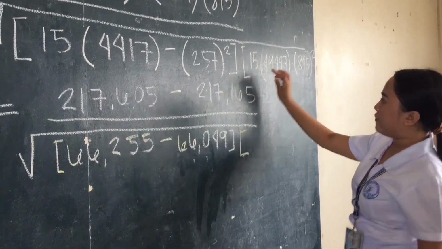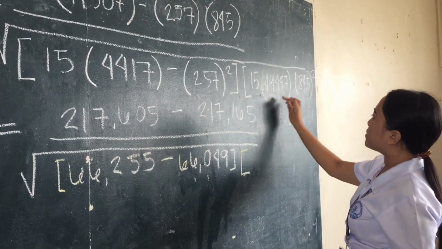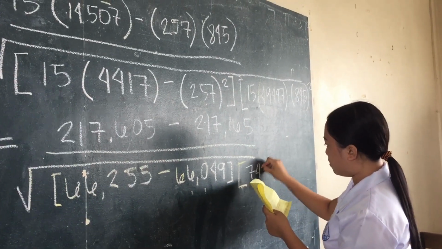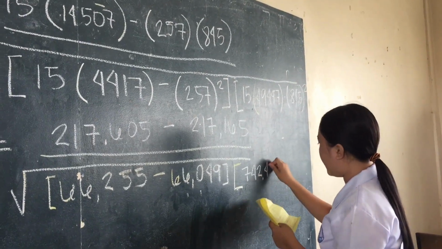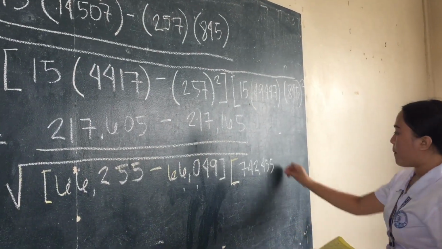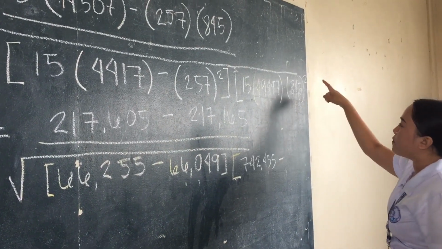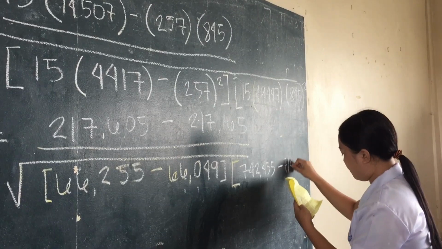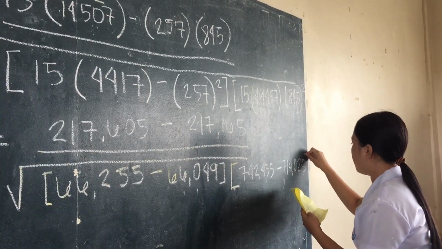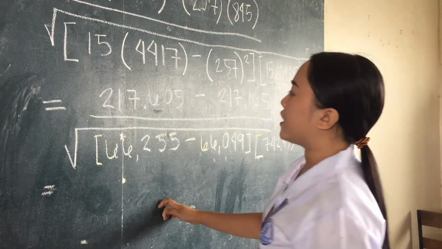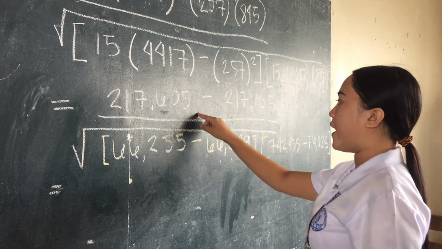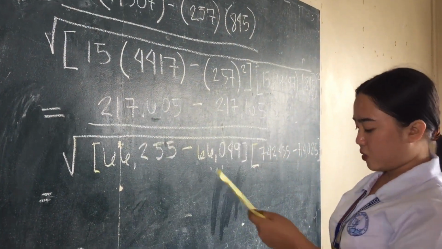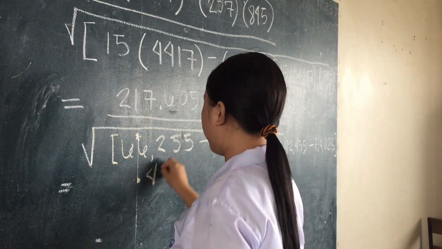After that, we also multiply 15 times 49,497, which is equal to 742,455, minus 845 raised to the power of 2, which is 714,025. We need to subtract 217,605 minus 217,165, which is equal to 440, over the square root of.